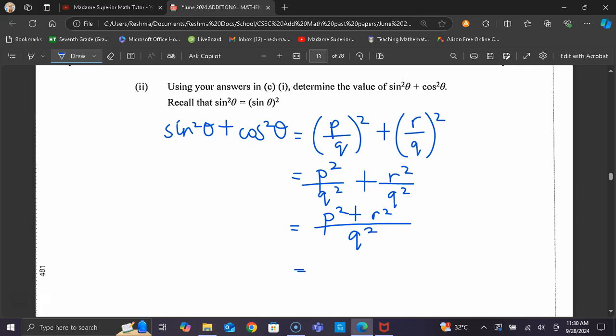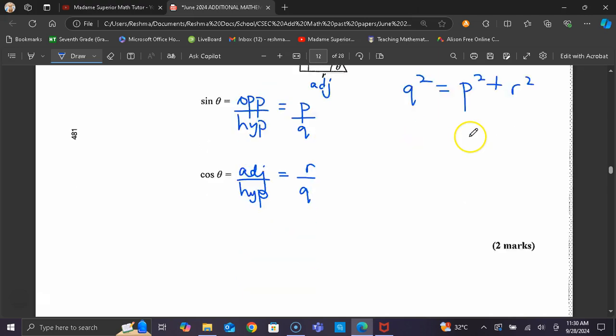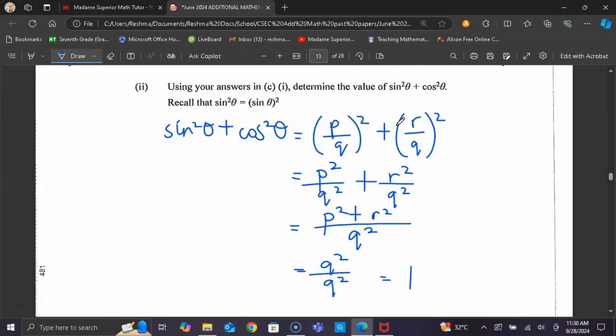Now, because it is a right angle triangle, we know that the square of the hypotenuse will be equal to the sum of the squares of the other two sides. Alright, so Pythagoras' theorem, Q squared will be equal to P squared plus R squared. So therefore, I can replace this numerator, P squared plus R squared, with Q squared. So I get Q squared over Q squared, which will be equal to 1, as we know it from the identity. Sine squared theta plus cos squared theta is 1, and we've just proved it.